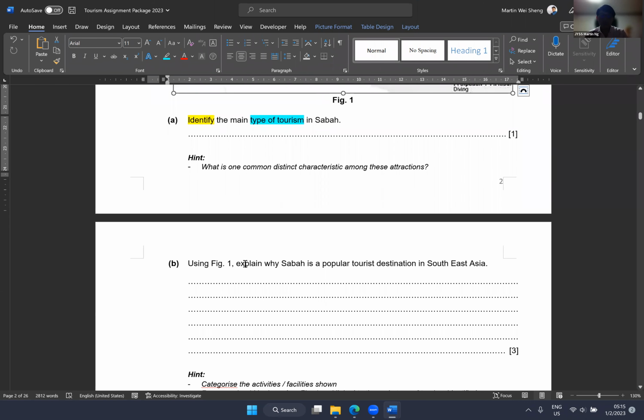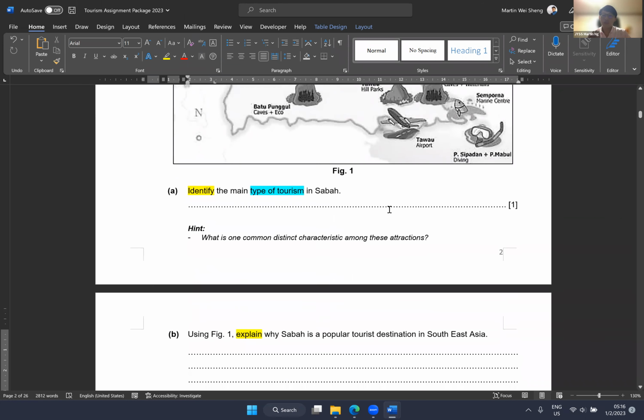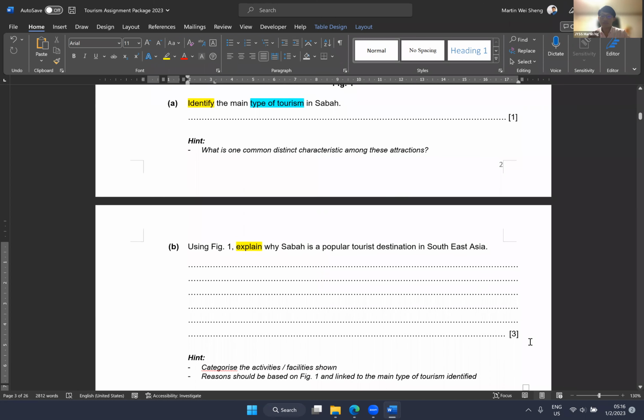Okay, question number 2. Using figure 1, explain why Sabah is a popular tourist destination. So explain means to give reasons. Okay, so always remember explain is to give reasons. So they want you to give reasons why Sabah is a popular destination. Okay, so based on whatever you see over here, give me 3 different points, 3 unique points on why the tourists would want to visit Sabah. All right. Okay, the question is worth 3 marks, so give 3 different points.